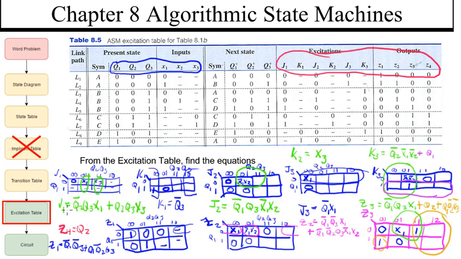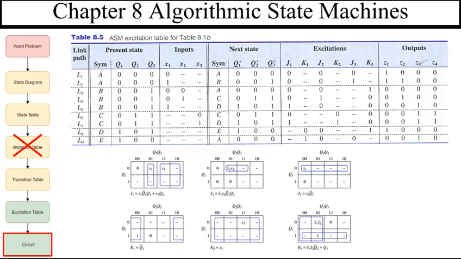The other way is just to stop, don't write down these equations, and build a 3-input mux, Q1, Q2, Q3 input mux, and then write down the truth table as input to the mux. That's what we're going to do next.